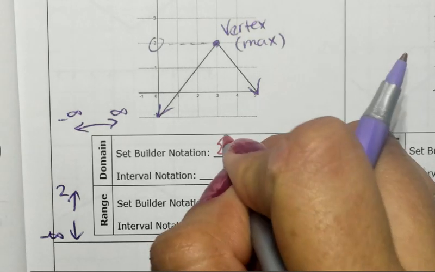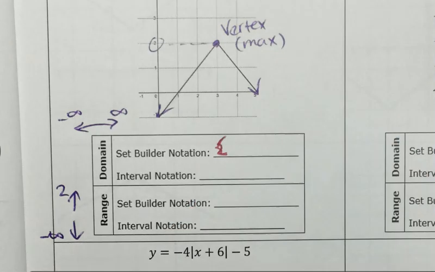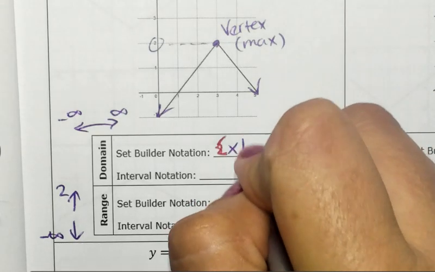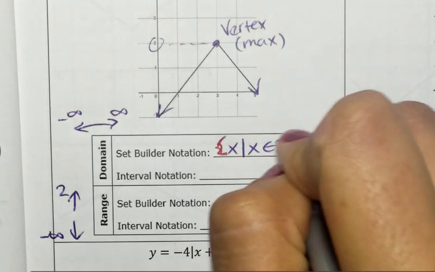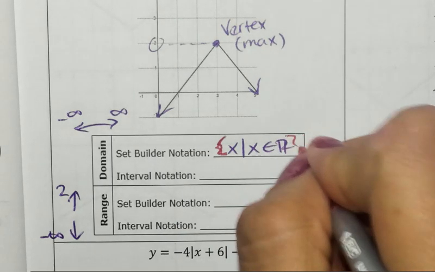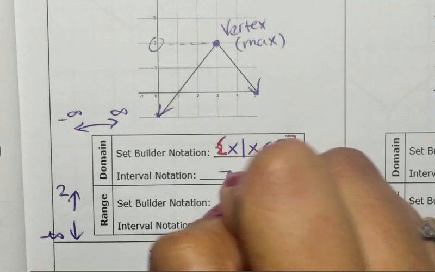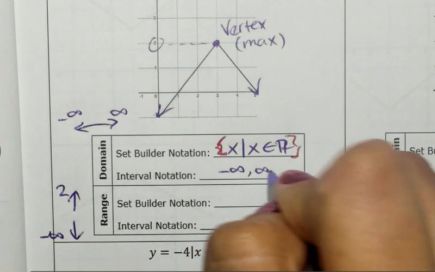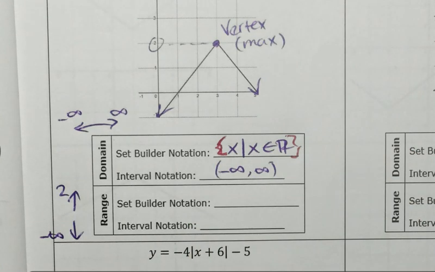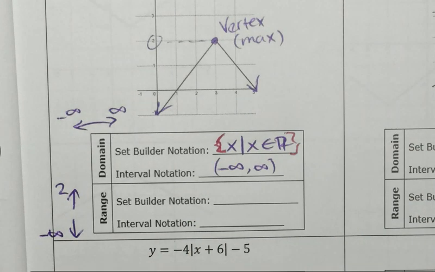All absolute values create that V. So we're just going to write x such that x is an element of all real numbers for the domain. Or we can write -infinity to +infinity for the domain. For the range, though, this is where it's going to differ based on how the graph opens.